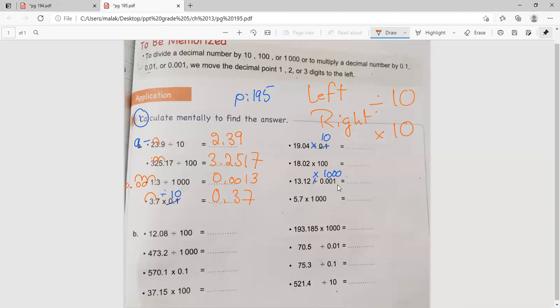Now we are moving to the right side because all of them are times 10, times 100, times 1000, so we are moving to the right side. Move it 1 digit, it comes between 0 and 4, 190.4. Here we move it to the right side 2 digits, it comes at the end and we can remove it. Here we move it 3 digits but we have just 2 digits, so we add 0. So 13120. Now times 1000, also we move it 3 digits, and we have just 1, so we add 2 zeros more, it becomes 5700.